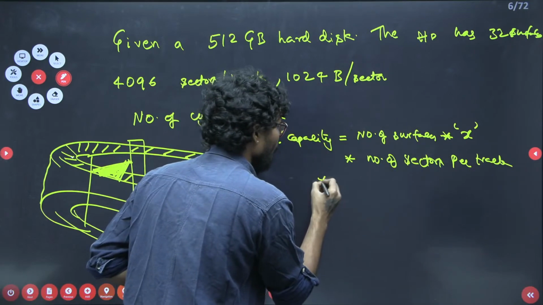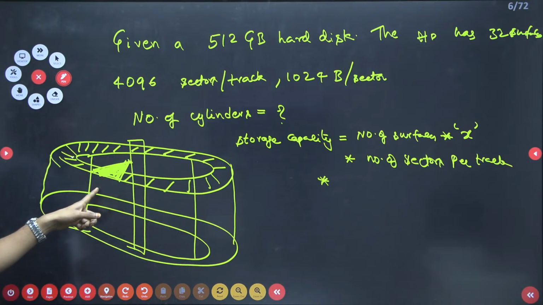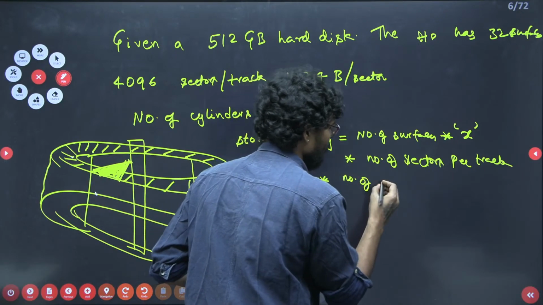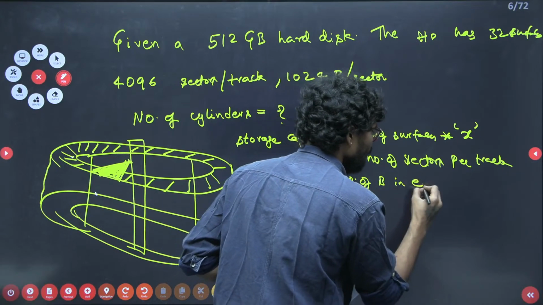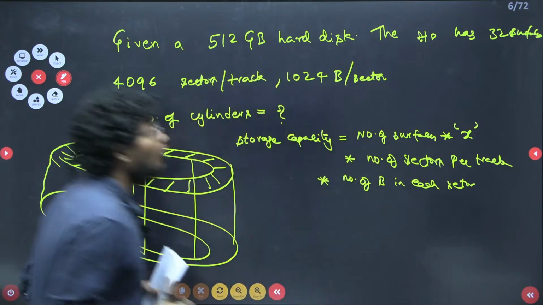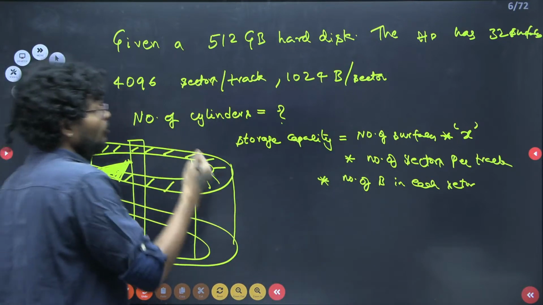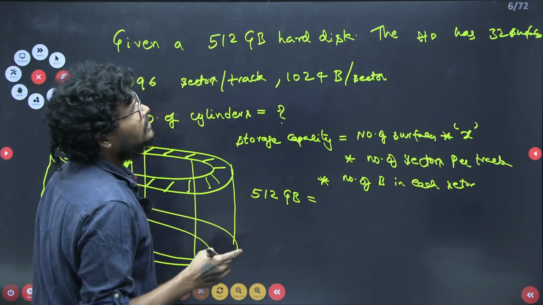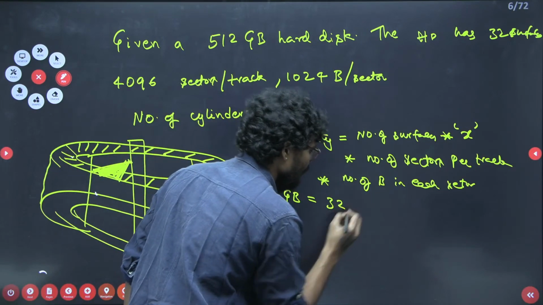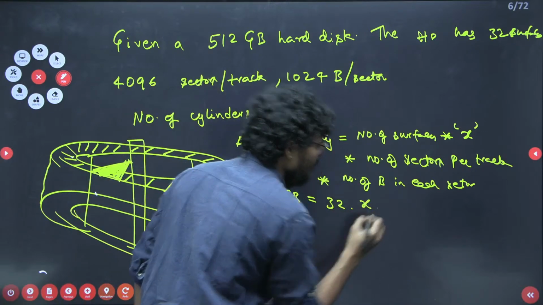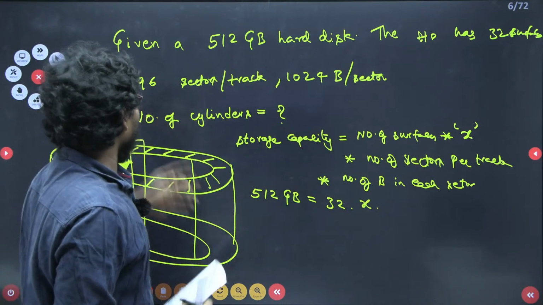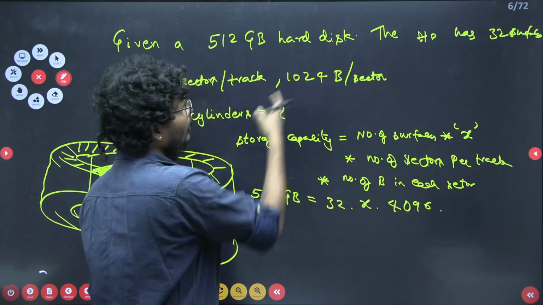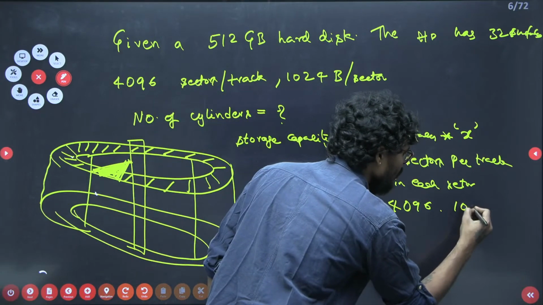And finally, now we know how many sectors are there. We multiply that with how many bytes are there in each sector. Now just substitute all the values in this formula, you will get your answer. So 512 GB is equal to number of surfaces, which is 32, into x, which is the number of cylinders that we are trying to find out. It is to be multiplied with number of sectors, that is 4096, which is again multiplied with number of bytes in each sector, that is 1024.